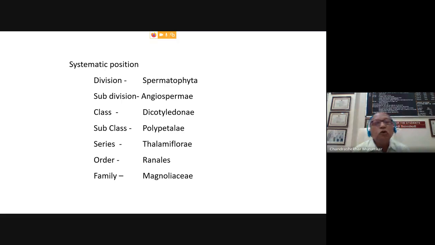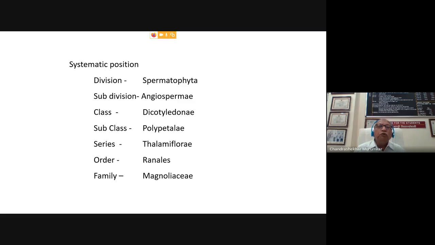And then it belongs to order Ranales. In the Ranales, obviously the placentation is either basal or parietal, but the carpels are free. And that's why this is the order Ranales, and the family Magnoliaceae. Now we have seen the distinguishing characters of this family.